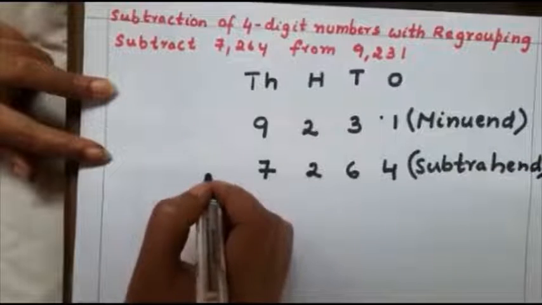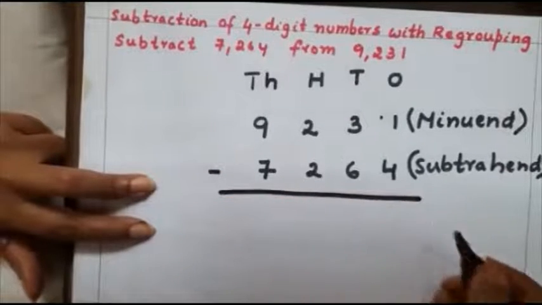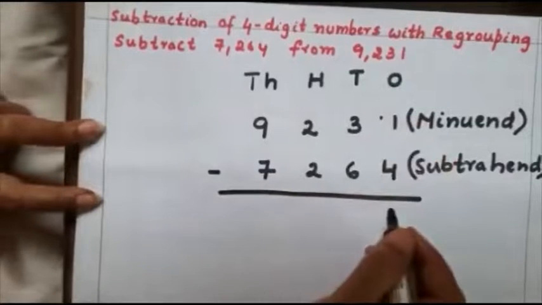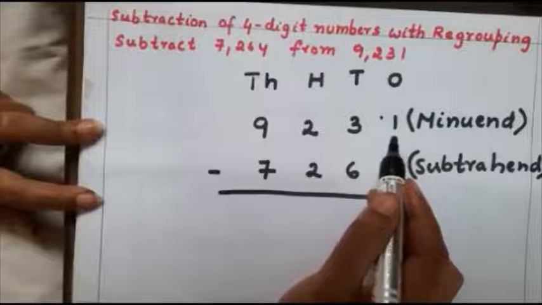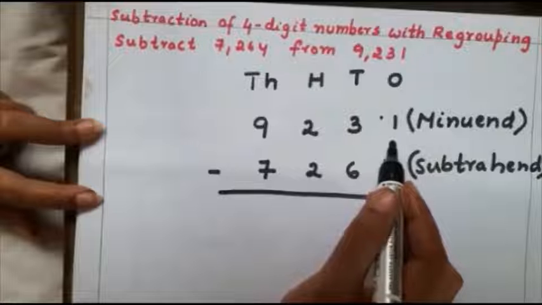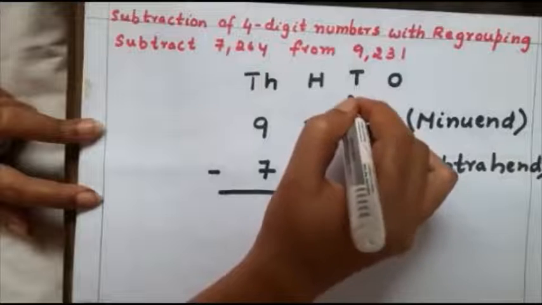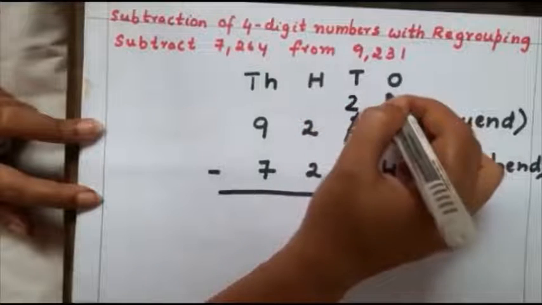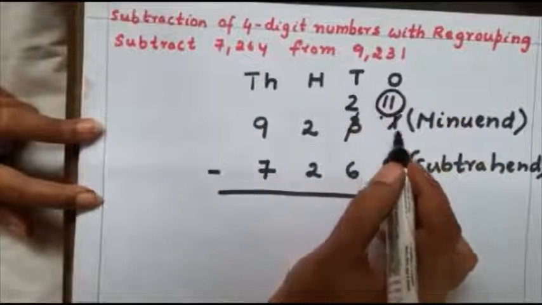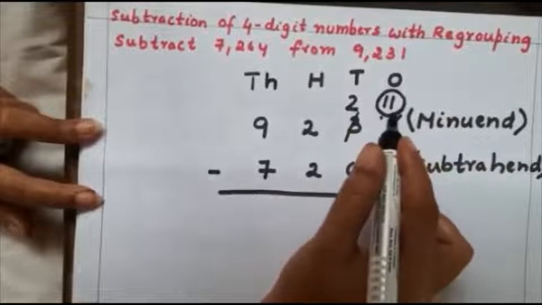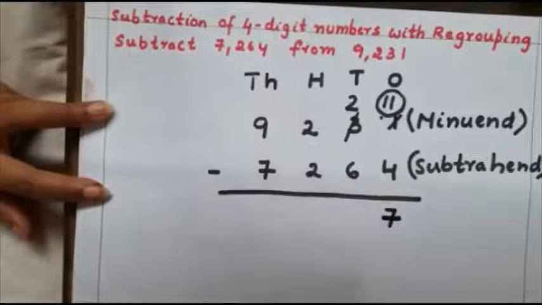In order to subtract, you have to write the subtraction symbol. Now start subtracting from the ones column. Here, can you subtract 4 from 1, children? No. So what you need to do? We need to regroup. So, here 3 tens becomes 2 tens and 1 becomes 11 ones. Now, it is easy to subtract 4 ones from 11 ones. That is, we get 7 after subtracting.